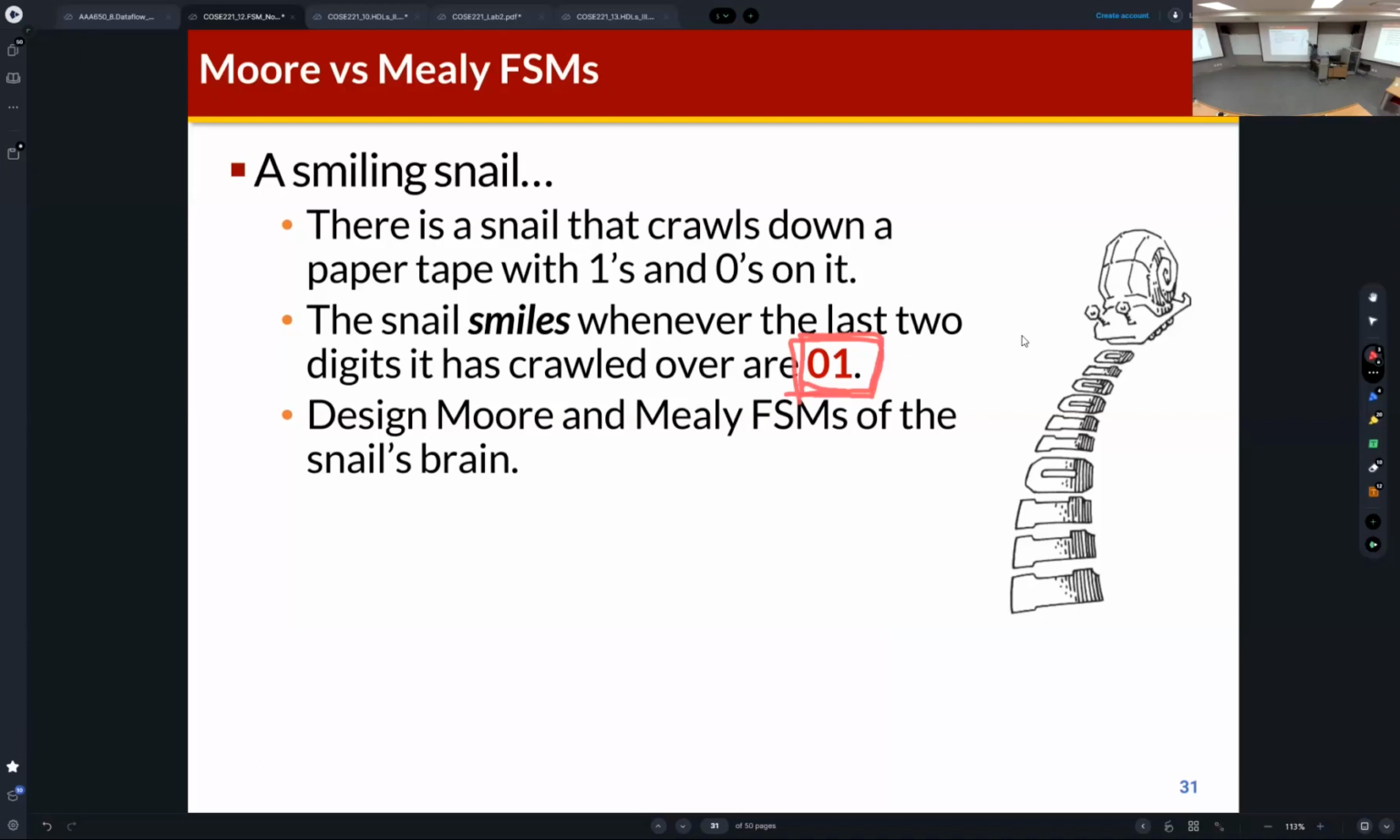So what is the input? Input is the sequence of numbers. Over time, you can receive different sequences of numbers like 0, 1, 0, 0, 1, 1, 0, 1. In this example, we can detect this sequence and this sequence. Firstly, we can consider the Moore machine.